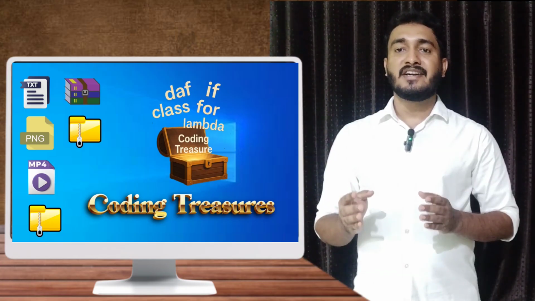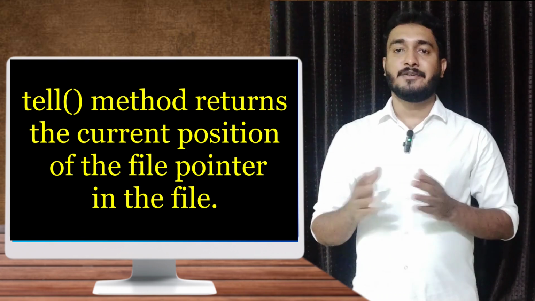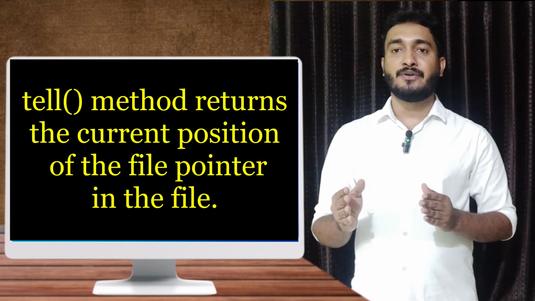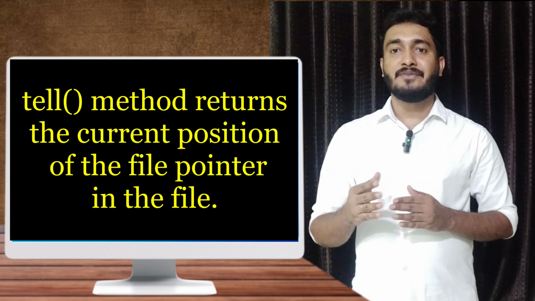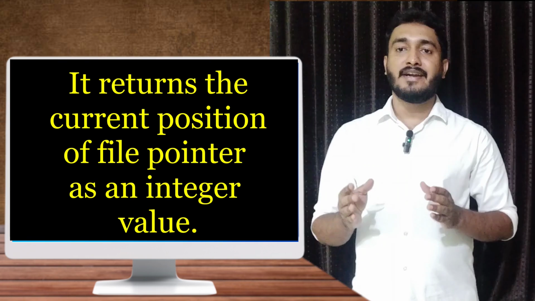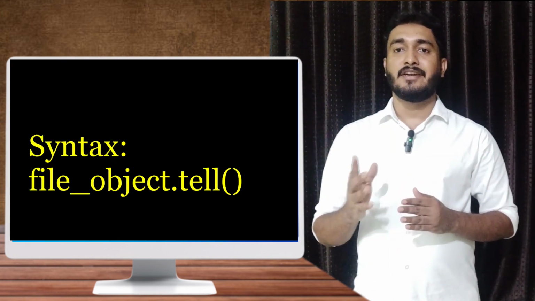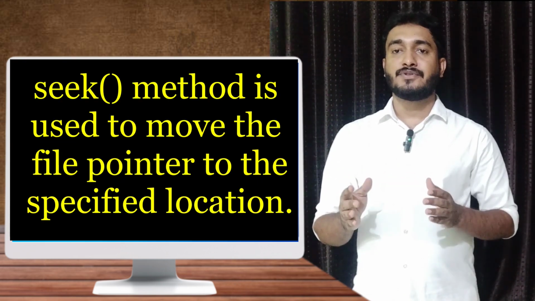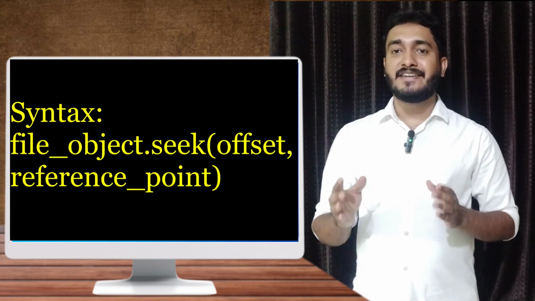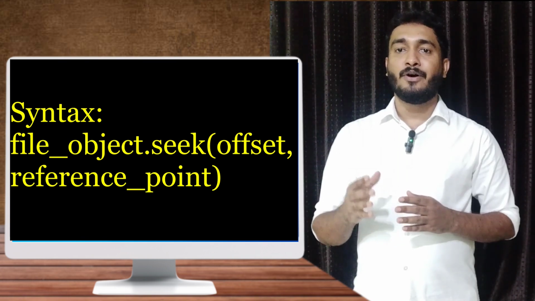Let's have a theoretical explanation about the tell method and the seek method. The tell method returns the current position of the file pointer in the file. It returns the current position of the file pointer as an integer value. So the syntax is file object dot tell. The seek method is used to move the file pointer to the specified location. So look at the syntax: file object dot seek(offset, reference point).